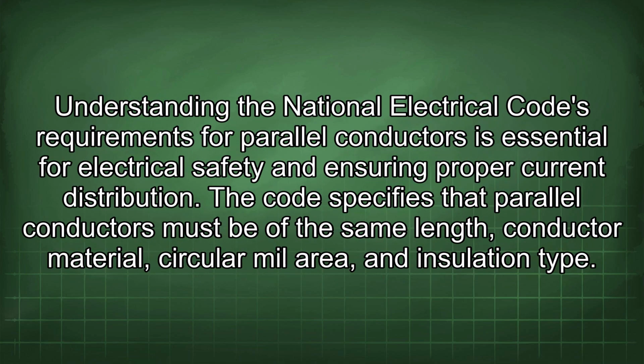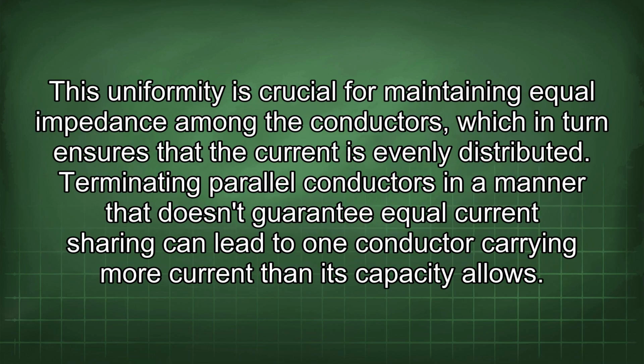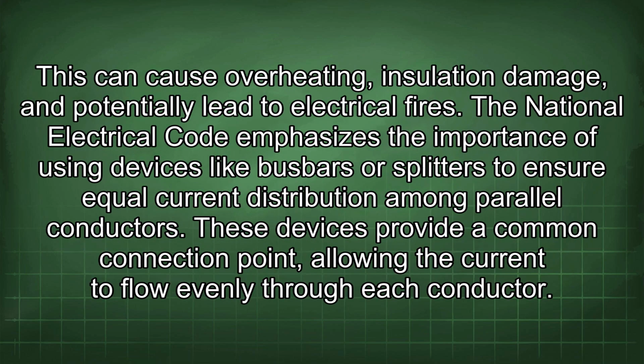Understanding the National Electrical Code's requirements for parallel conductors is essential for electrical safety and ensuring proper current distribution. The code specifies that parallel conductors must be of the same length, conductor material, circular mill area, and insulation type. This uniformity is crucial for maintaining equal impedance among the conductors, which in turn ensures that the current is evenly distributed. Terminating parallel conductors in a manner that doesn't guarantee equal current sharing can lead to one conductor carrying more current than its capacity allows. This can cause overheating, insulation damage, and potentially lead to electrical fires.